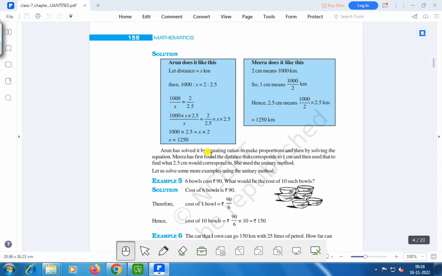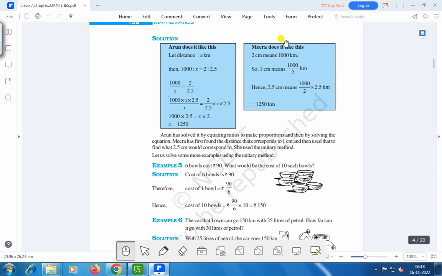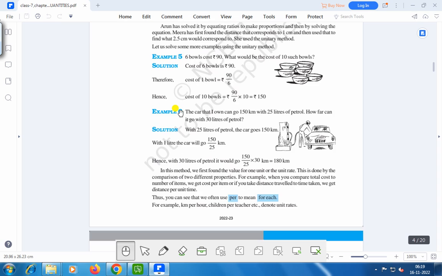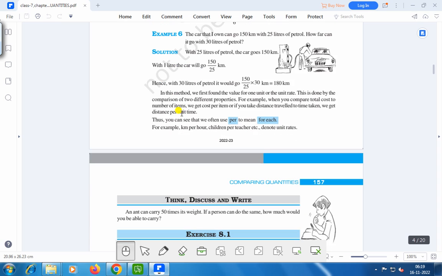Arun has solved it by equating ratios to make proportions, and then by solving the equation. Miraj first found the distance that corresponds to 1 centimeter, and then used that to find what 2.5 centimeter would correspond to. So he used the unitary method, right? That means we can use either the unitary method or the ratio method or proportion method to find the solution of the desired result, right?